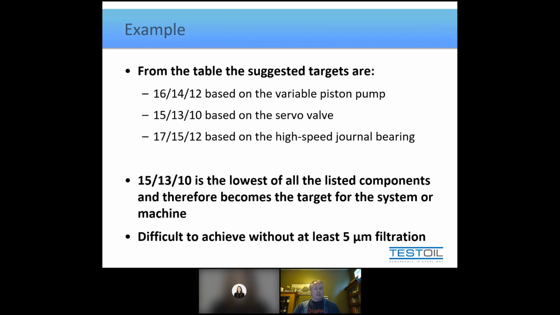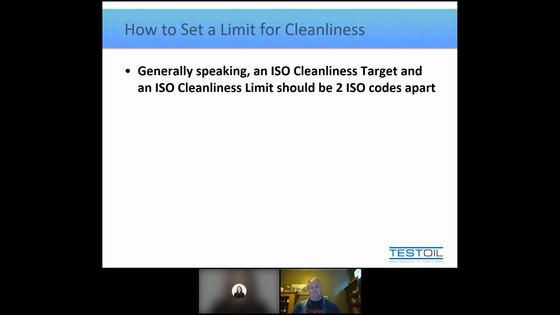And so what I always try and help impart to people is use the chart like I showed you, come up with your target. Now the way you set your limit is simply to go, flip there for me, 2 codes higher. So if 15, 13, 10 is your target, then 17, 15, 12 becomes your limit. And that's what you'd want your lab to alarm your samples against, or if you're taking them into your CMMS system, what you'd set your internal limit as. But don't set your limit and your target as the same value. You will be constantly fighting it.